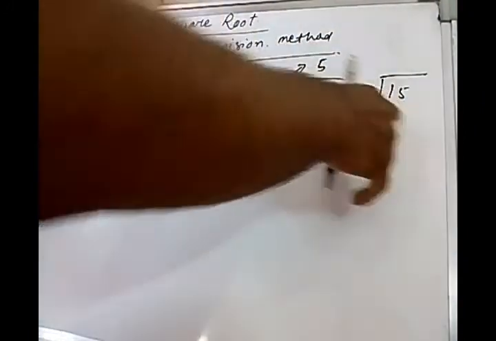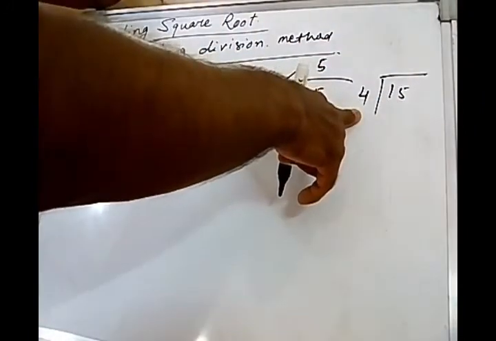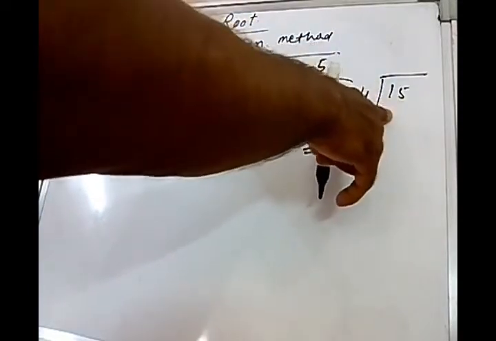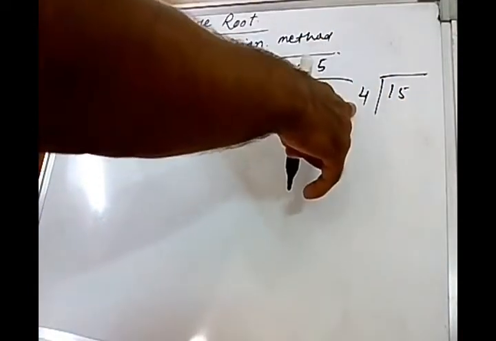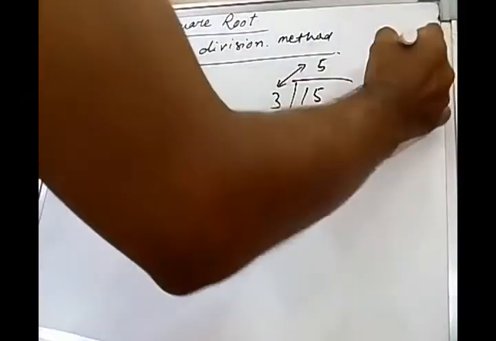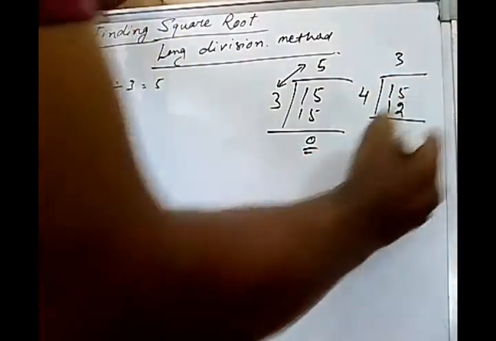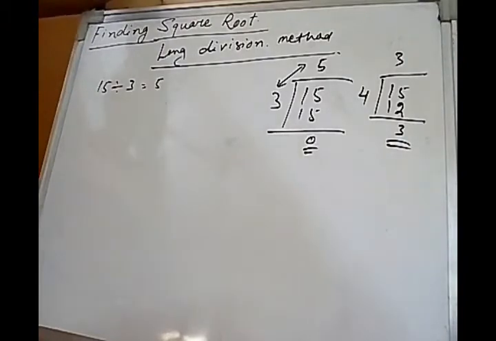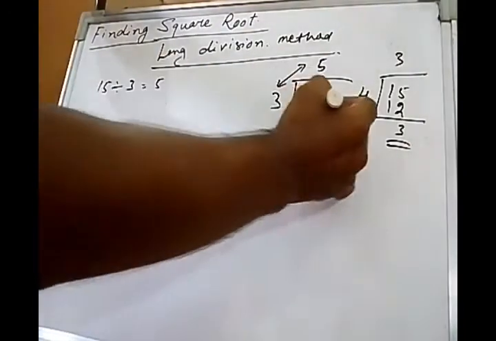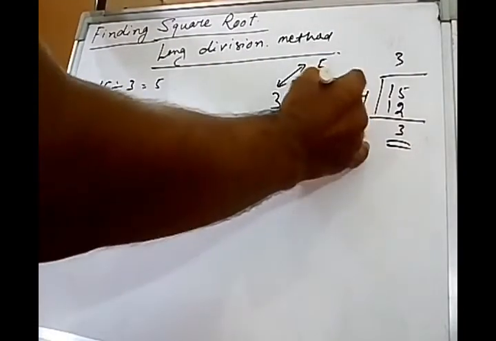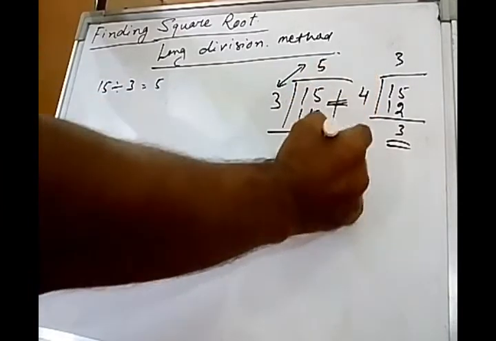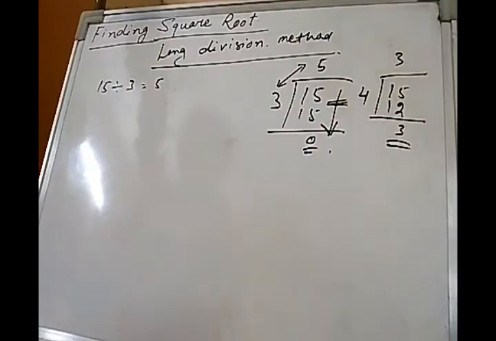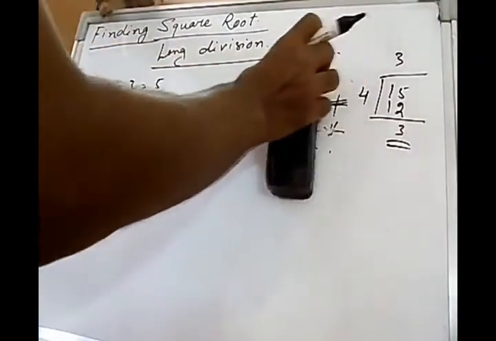If I am dividing 15 by 4, 15 is not a multiple of 4, but I will take the greatest number less than 15 which comes in the table of 4. So 4 3s are 12, and the remainder is 3. In this way also, if it is not divisible or a remainder is remaining, then we take some digits down for dividing again. In the same way we will do the long division method for finding the square root.